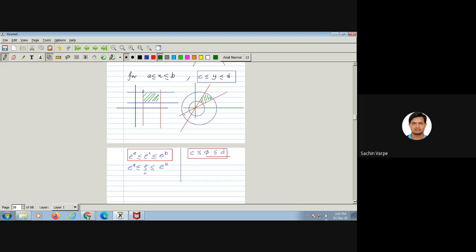Is this clear? So this rectangle, x equal to a to x equal to b and y equal to c to y equal to d, maps to an annular region, or part of an annulus, in the w plane. This is the w plane, this is the z plane. Okay.